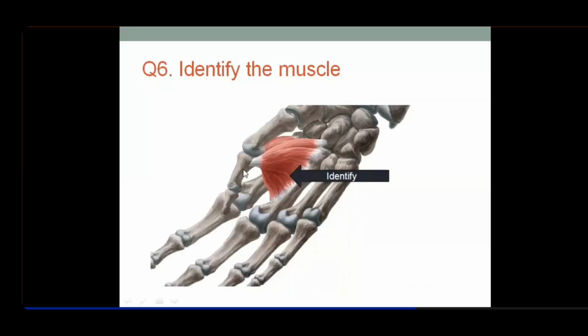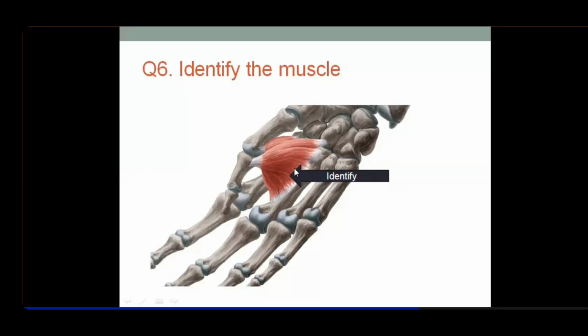Now identify this muscle. I just told you about this muscle. First of all, the orientation of the diagram you can see: this is the thumb with the two phalanges, right? So this is the lateral side, this is the medial side, right? So this is the palmar surface, and you can see the concavity of the metacarpals is on the palmar surface. So this is the palmar surface of the right hand.